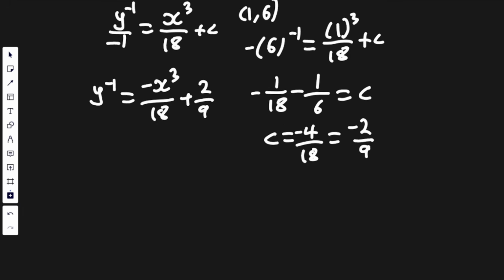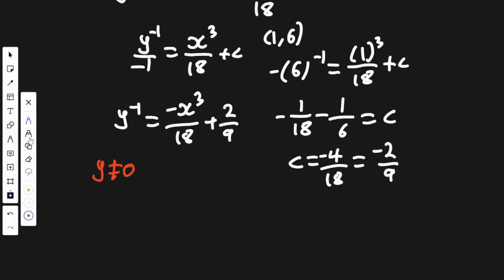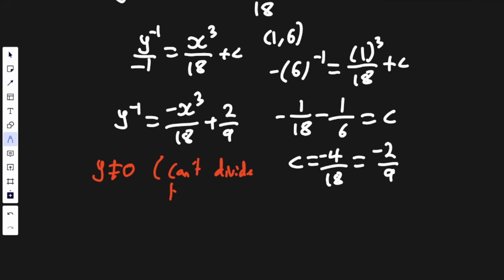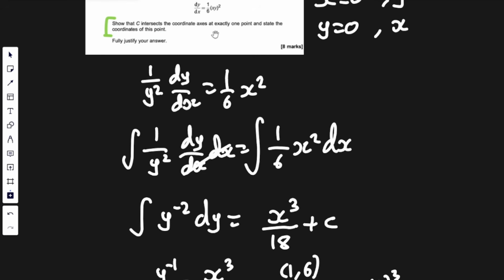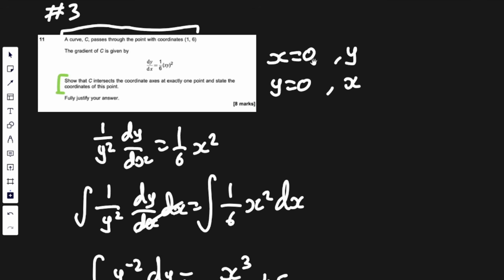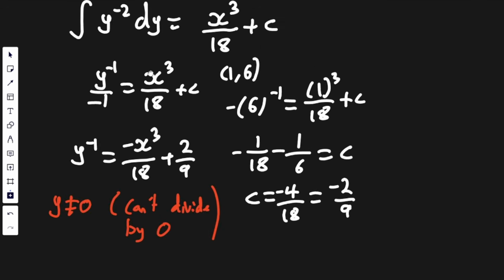Now next, clearly, we get from this that y cannot be 0. So we rule out the first case. Y cannot be 0, and we should probably state our reason for this. Why can y not be 0? That's because we can't divide by 0. So that's going to get us a reason mark. Next, we need to check the case when x equals 0 and show there's only one y value.